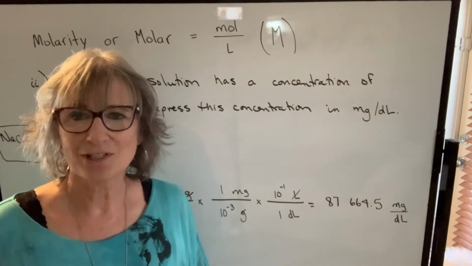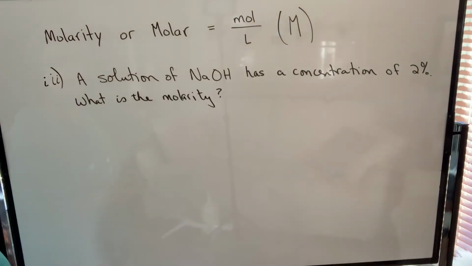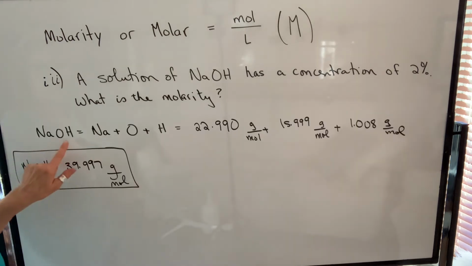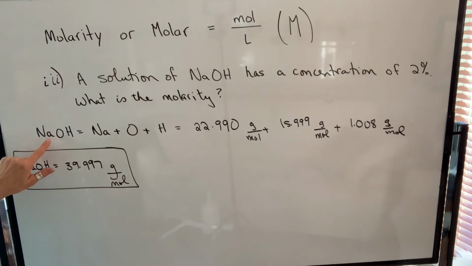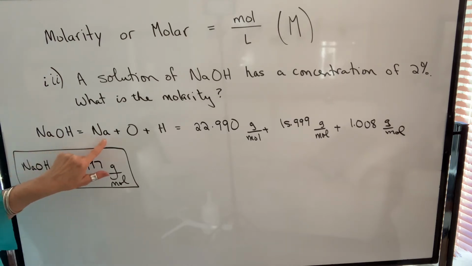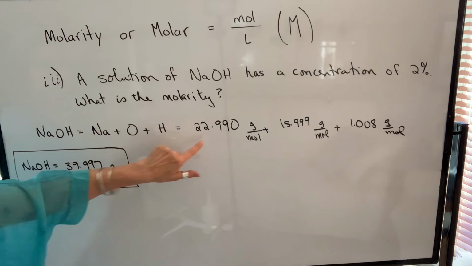Let's take a look at some more examples. The next example says a solution of sodium hydroxide has a concentration of 2%. What is the molarity? In finding the molar mass of sodium hydroxide, we take 1 atom of sodium.